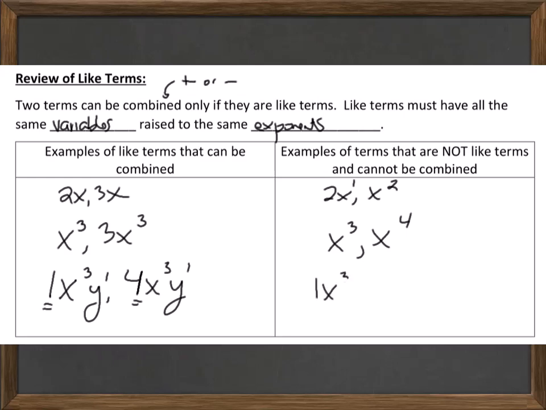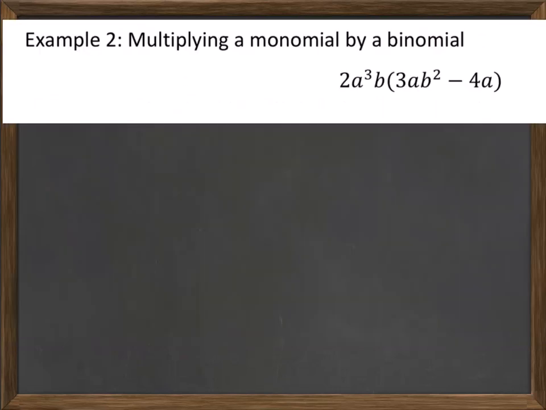Okay, let's compare that over here. What if I had 1x to the 3rd y, and then I had 4x to the 3rd y squared? So in this case, everything is the same except for my y values. In the first term, y is being raised to the 1st power. In the second term, y is being raised to the 2nd power. So I could not combine those. So again, every single variable has to match completely, and the exponents must also match. All right, let's keep going.